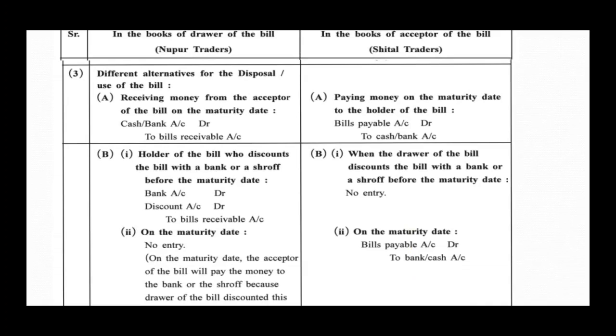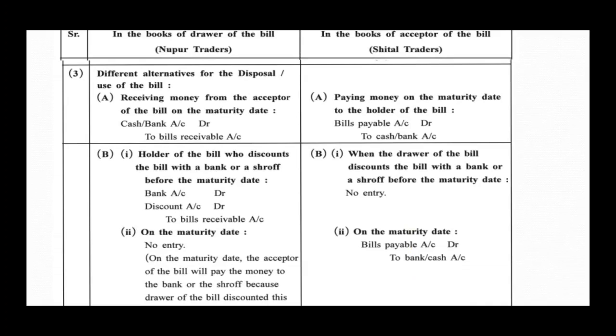Now friends, on the maturity date, bank will receive the money and drawee will be paying the money. So no entry will come for maturity of bill in the books of Nupur, because Nupur has already taken money from bank. So on the day of maturity, bank will be receiving, and Sheetal, who is drawee or debtor, will be paying money. So in the books of drawer, there will be no entry because there is no transaction, and bank's books we are not making, so no entry for that also.